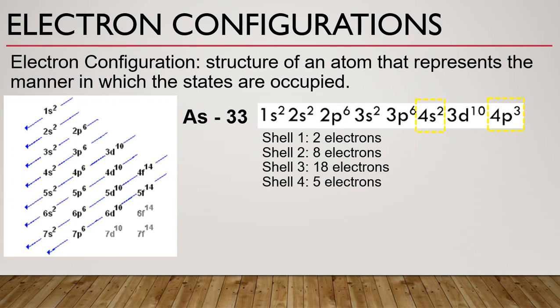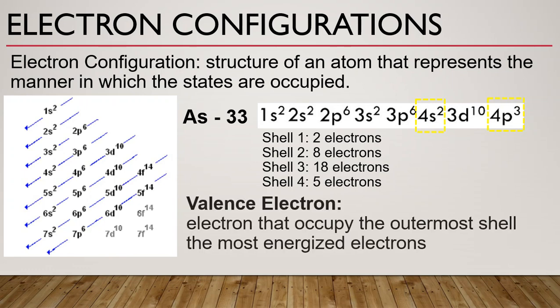Valence electrons are the electrons at the last shell. A valence electron is an electron at the outermost shell. These are the most energized electrons. As I said earlier, the farther from the nucleus, the more energized the electrons are. That is why the energized electrons are at the valence shell.